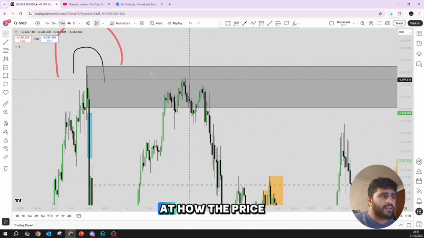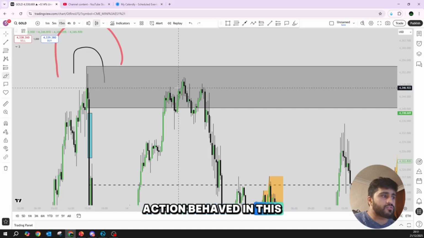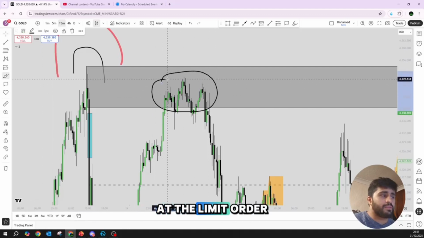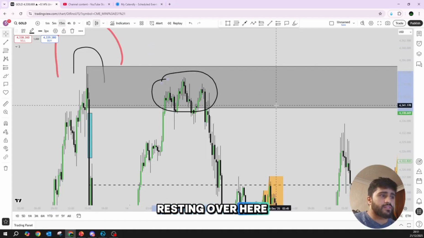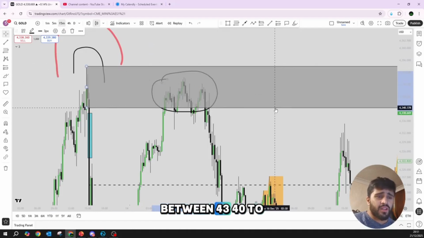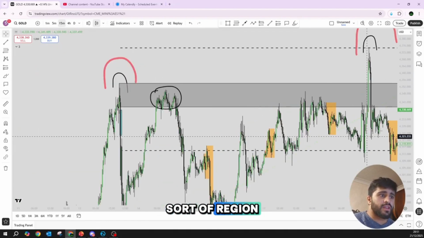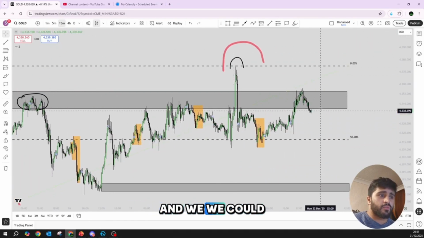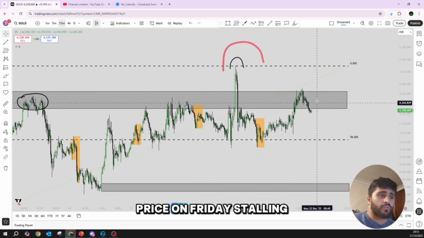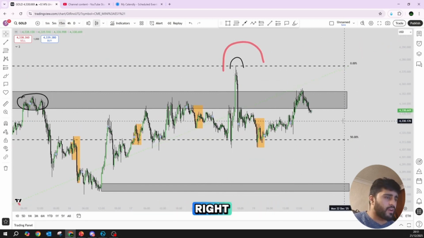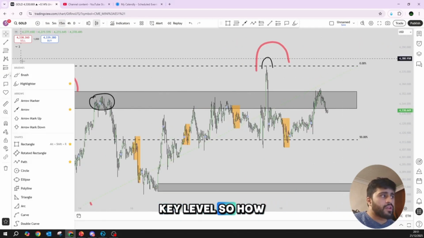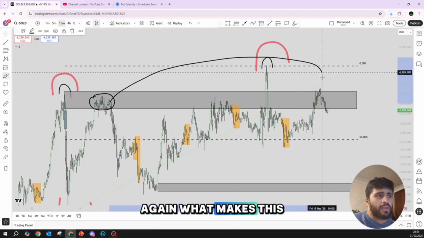But when we look at how the price action behaved in this region, we want to be looking at the limit order. There were limit orders resting over here. So this is gold between 43.40 to 43.50, roughly this sort of region. Lots of limit orders. And we saw here price on Friday stalling, right? So this is a key level. So again, what makes this a key level?